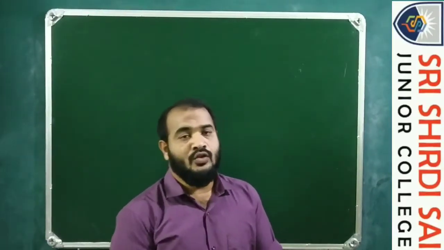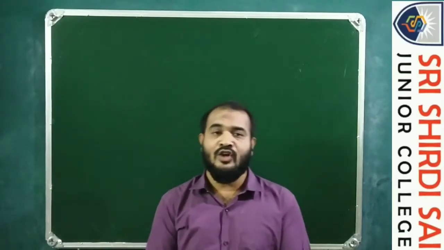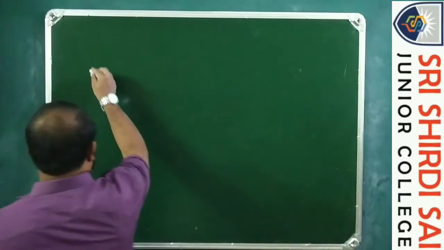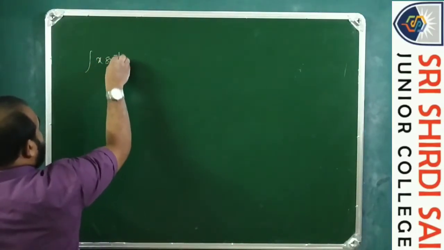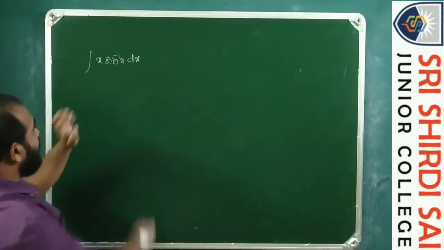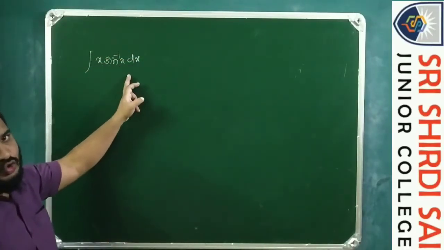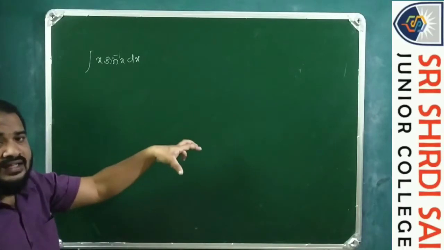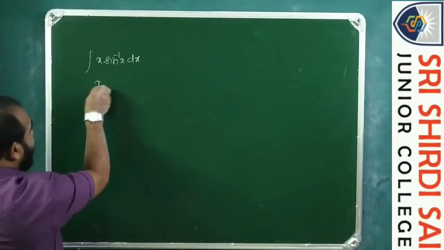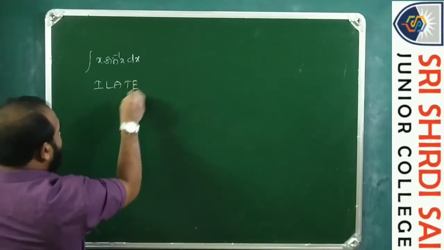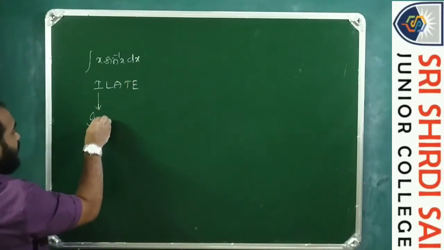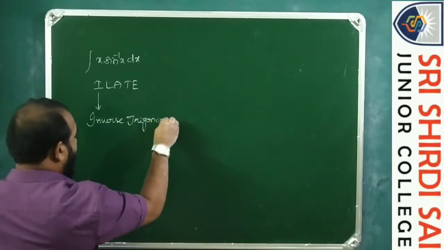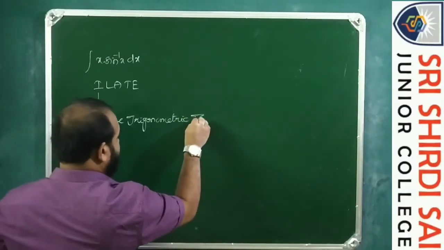So whenever you are asked to evaluate the integral of the product of two functions, for example integral x sin inverse x dx, here this is clearly the product of two functions f of x and g of x dx, but we don't know which function is to be taken as the first function. That depends on the phrase ILATE. Here I stands for inverse trigonometric functions.